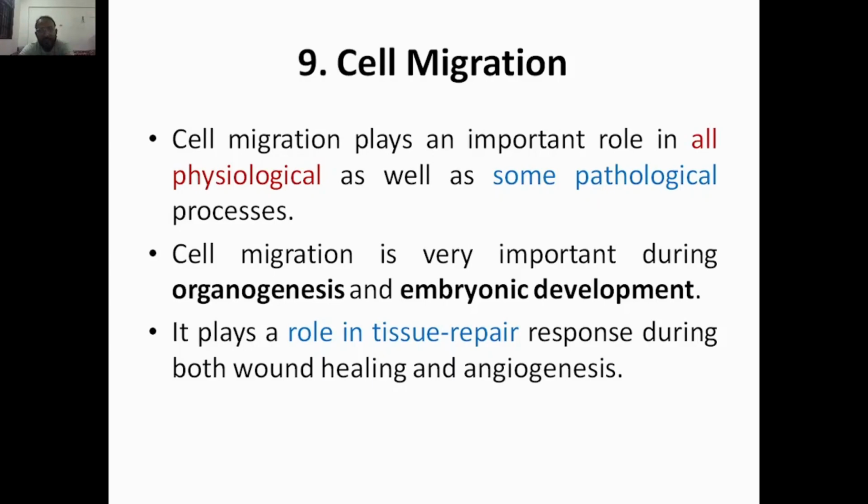Cell migration plays an important role in all physiological as well as some pathological processes. In both physiological and pathological processes, the cell migration has to occur. Only then will some physiological aspects and pathological processes occur. Without cell migration, they will not. That's why cell migration plays a very important role. Let's understand how cell migration happens in this topic.